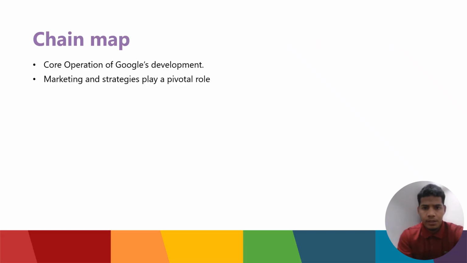Google's value chain is built on its core operations. These include developing advanced technology, running huge data centers, and constantly improving algorithms. Marketing also plays a major role in keeping its brand strong worldwide. Google's strategy depends on innovation at every stage.